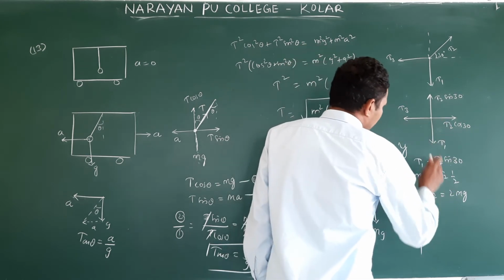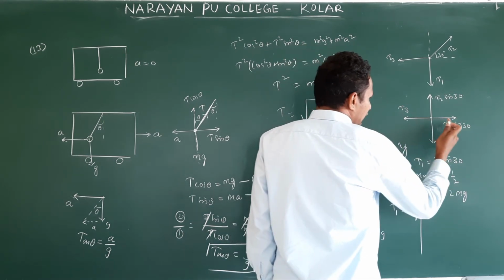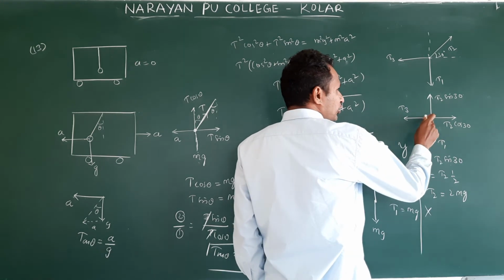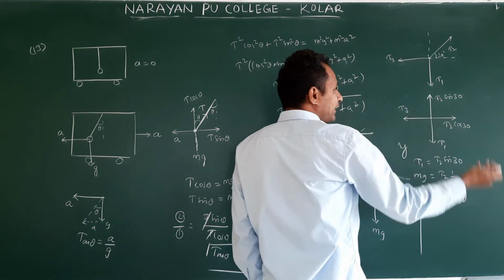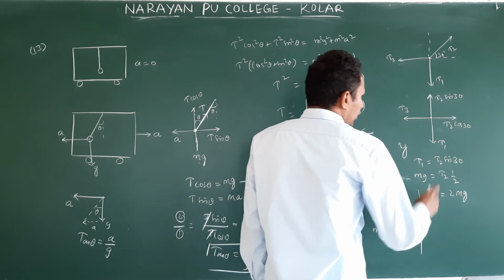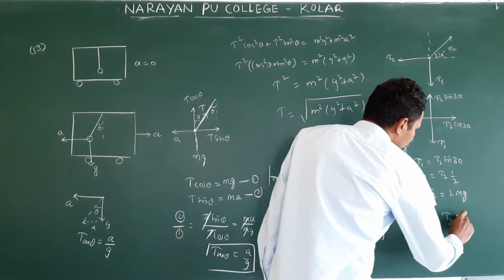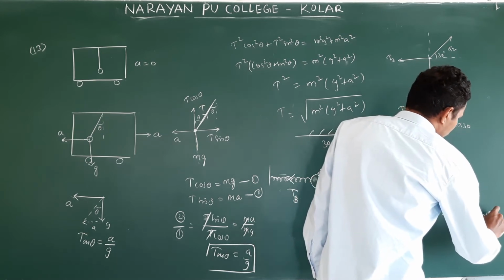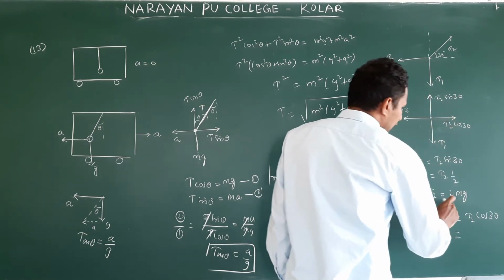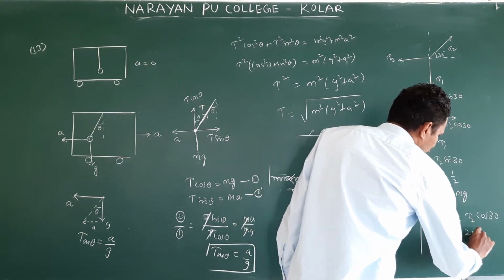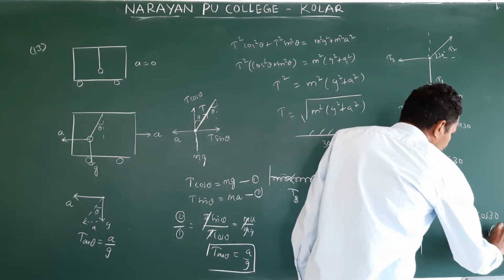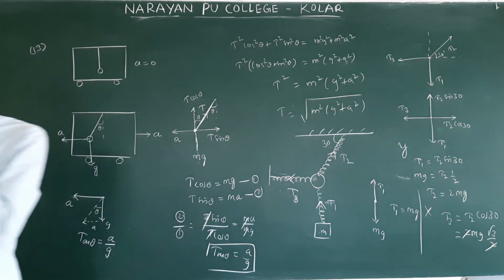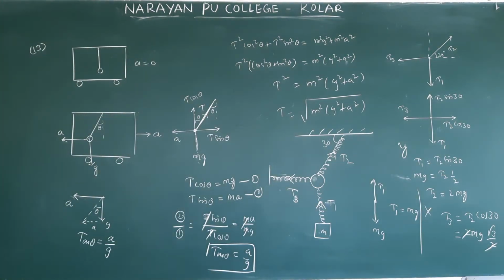Along the x direction, T3 is acting along the negative x-axis, T2 acting along the positive x-axis. They are in opposite directions. Body at rest means equal forces acting in opposite directions. So T3 is equal to T2 cos 30. T2 we already calculated as 2 mg. Cos 30 is root 3 by 2. The 2 cancels, so T3 is root 3 mg. Clear?